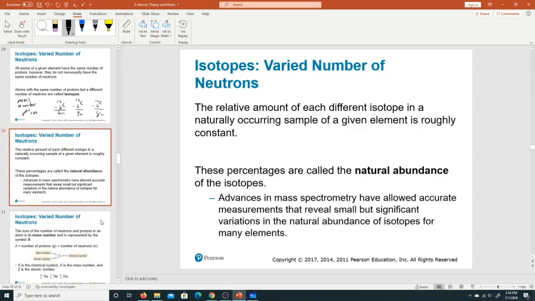So basically, knowing something about the percentages gives us natural abundance and so on. I'm going to talk about this a little bit later.